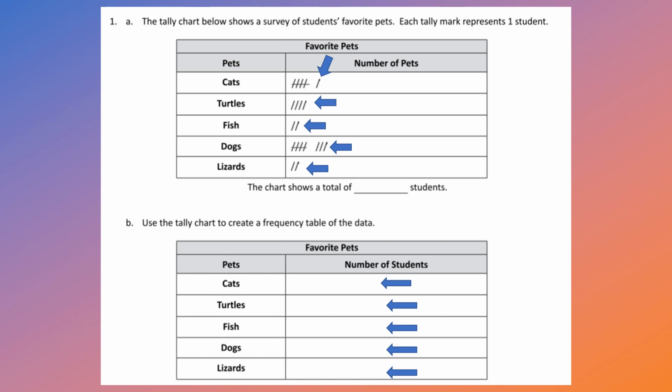Now, I want you to remember, before watching this video, you should have at least tried to complete your homework on your own. Use this video to check your work. Let's get started with number 1A.